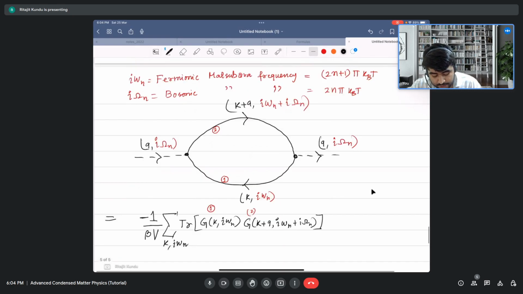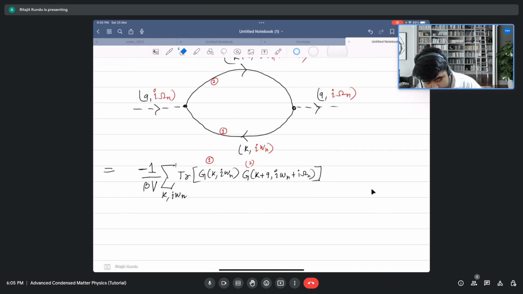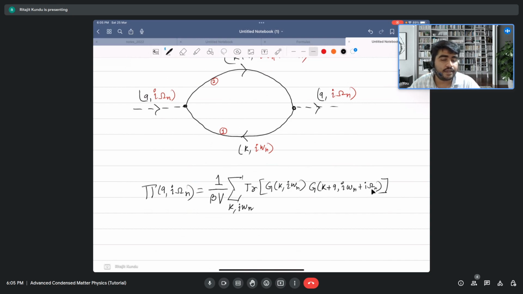Okay. But we remember from the definition of this susceptibility that this is called the causal correlation in imaginary time. Okay. So the causal correlation looks like this, and it has an additional minus to begin with. So that additional minus will cancel this minus. Okay, and we have our full expression for this chi, or the Pi. So Pi as a function of q and i omega n is given by this expression. Okay, so this is the full result that you can have.